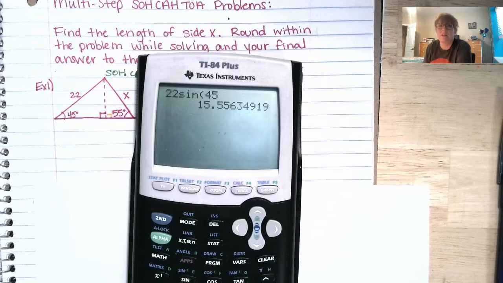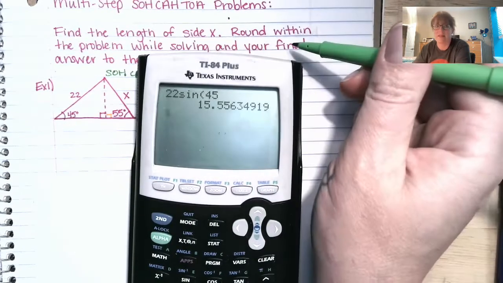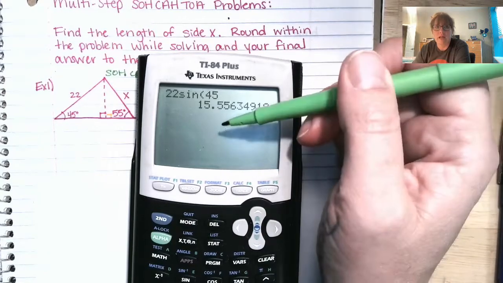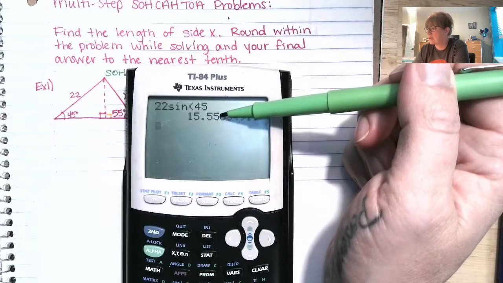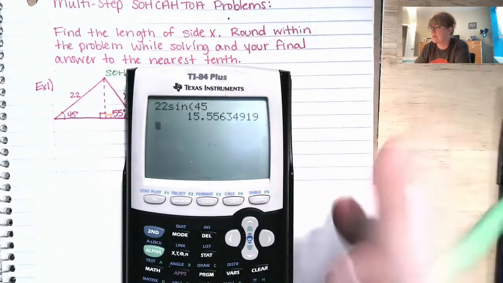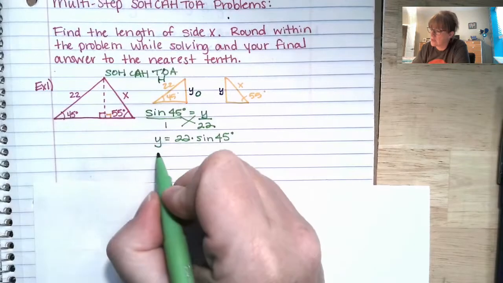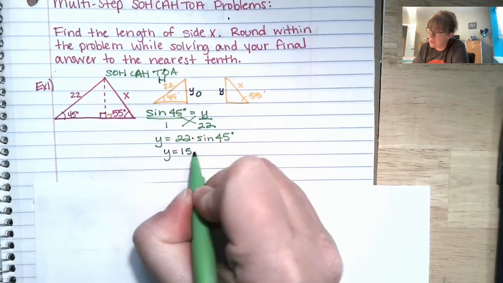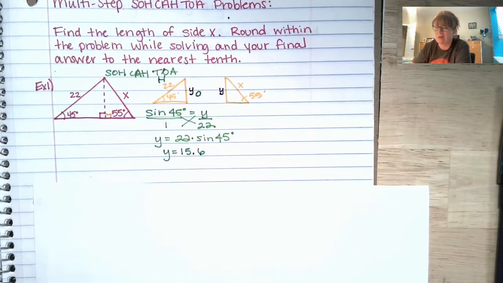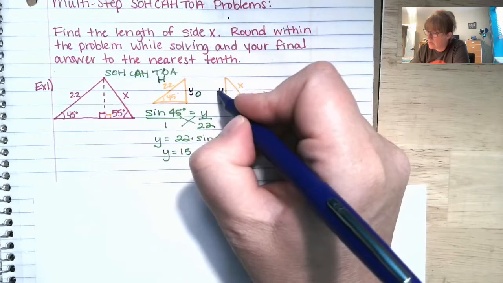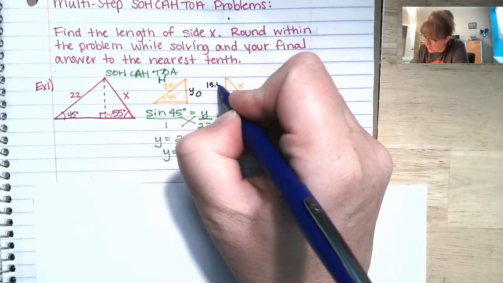So we get 15.56. Here we don't want to write 15.556, whatever. We want to round to the nearest tenth within the problem, which is what the directions say. To round to the nearest tenth, we look at the second decimal spot, which is a 5, so that one's going to round up. So we get 15.6. So the y value is 15.6, which is great. We don't need that as an answer, but we have to have it in order to figure out what x is. So we know this is 15.6.